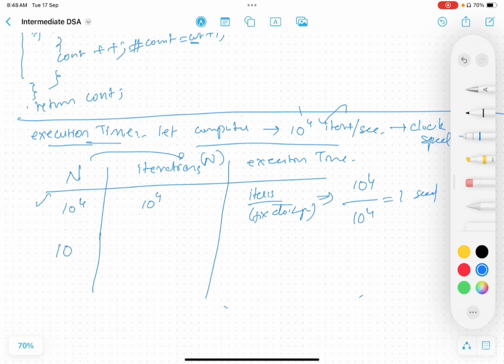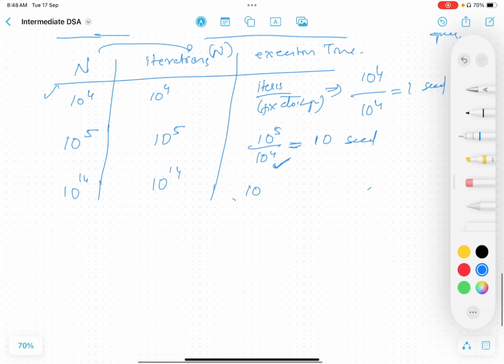If the number is 10 power 5, my iterations are again 10 power 5. So execution time is 10 power 5 by 10 power 4. With the fixed clock speed and the number of iterations it is running, that is 10 seconds. So far so good. But let's say my number is very huge. If it is 10 power 14, iterations are 10 power 14. In that case, 10 power 14 by 10 power 4 clock speed is equal to 10 power 10 seconds.